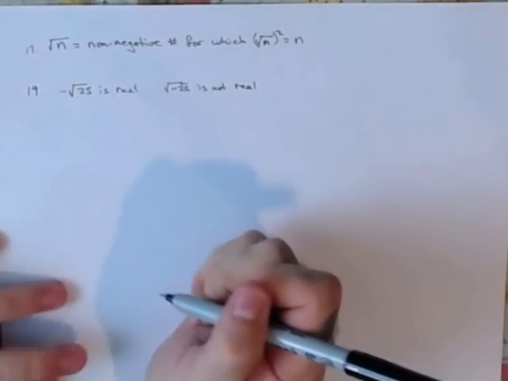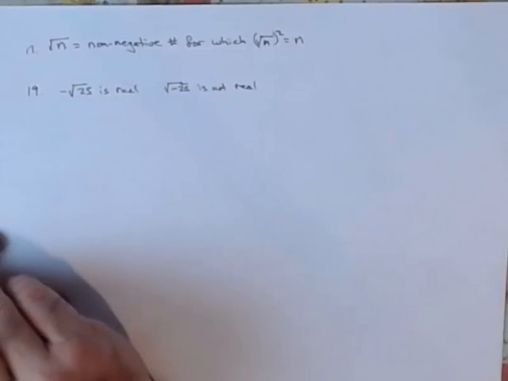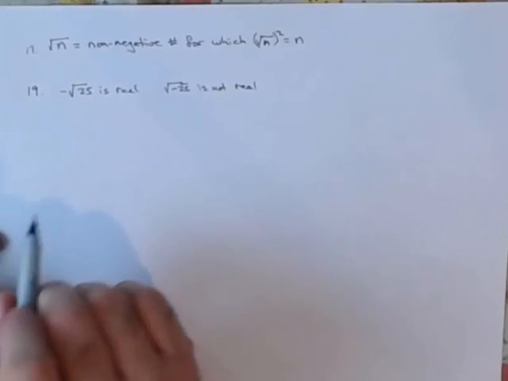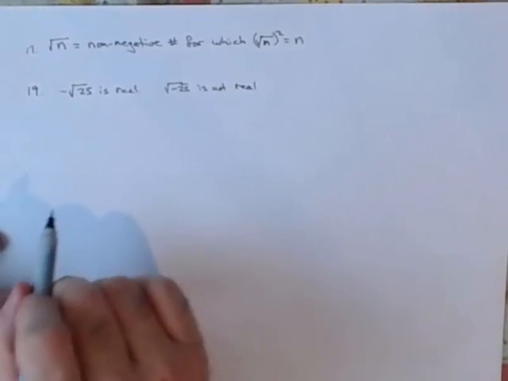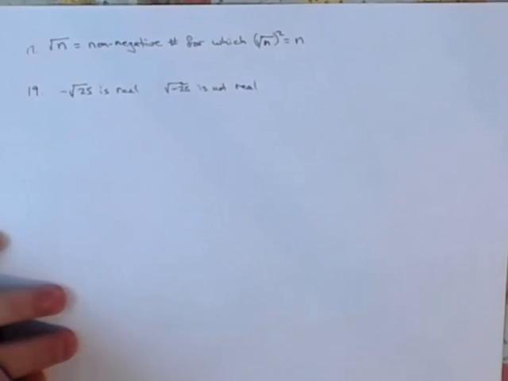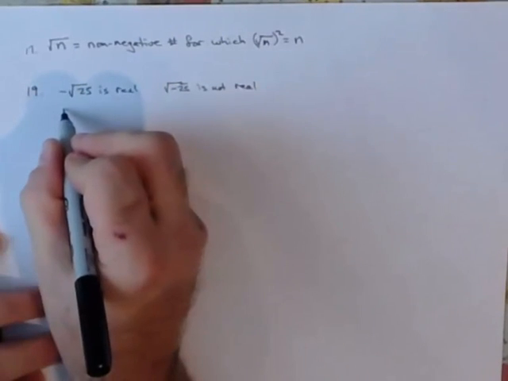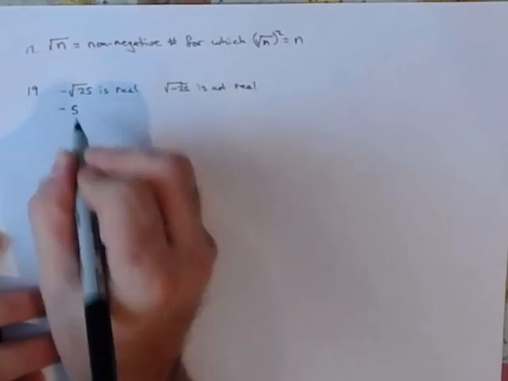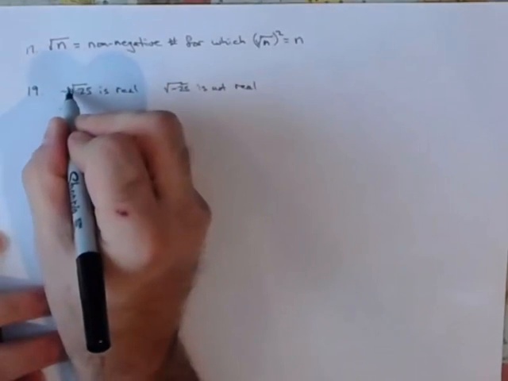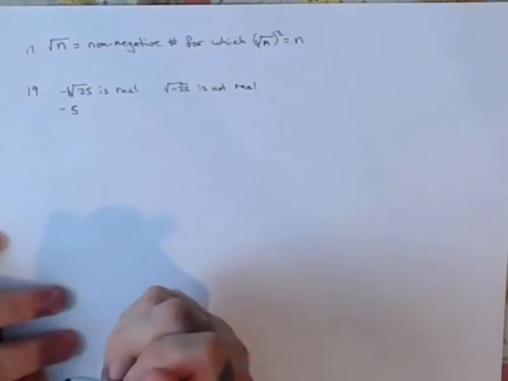Well, first of all, we have to talk about what is the square root of 25. The square root of 25 is that number which, when it's squared, is equal to 25. What produces 25 when multiplied by itself? Well, it's number 5. So negative square root 25 could be rewritten as negative 5. Think of it as negative 1 times the square root of 25, which gives us negative 5.